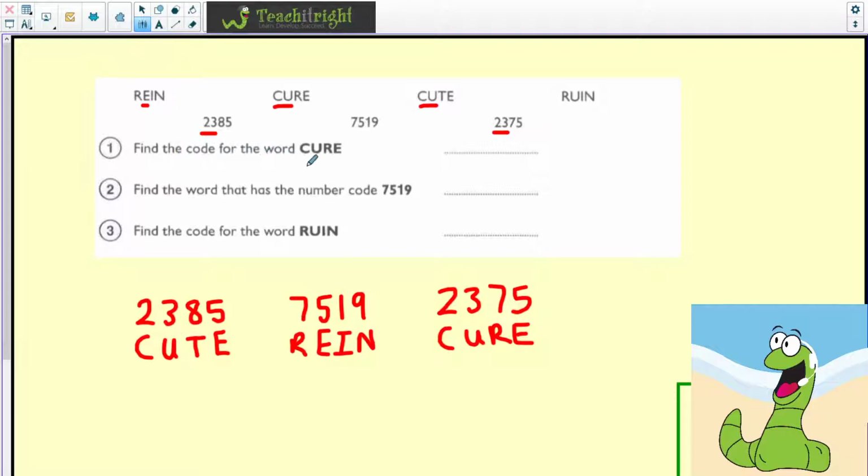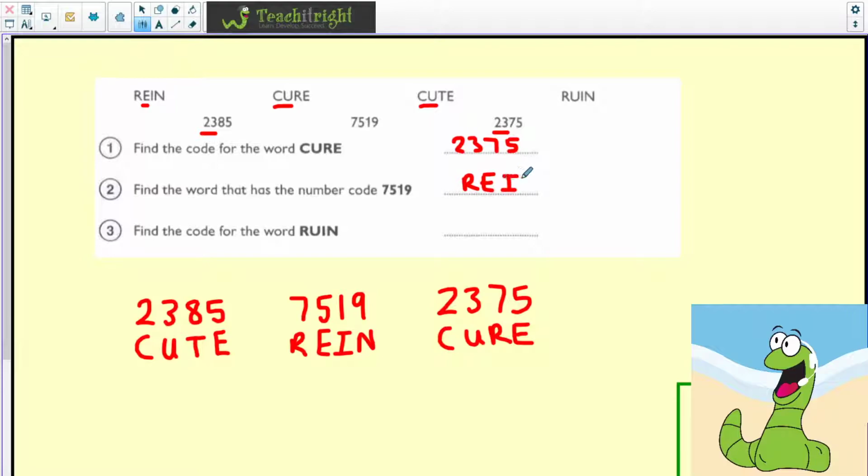Find the code for the word cure. So that's going to be 2, 3, 7 and a 5. Find the word that has the number code 7519. Well, that would be rain. So we've already done that.